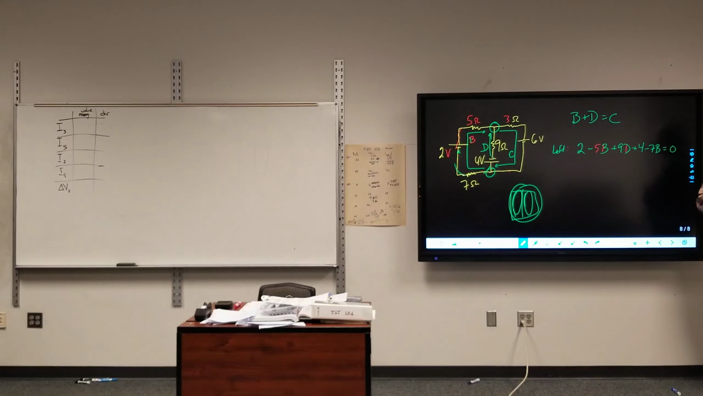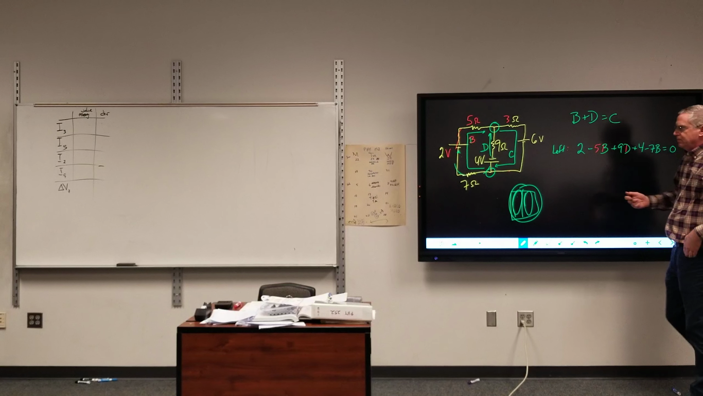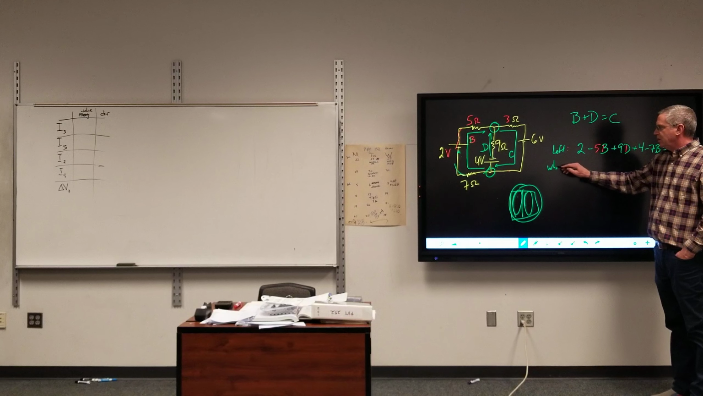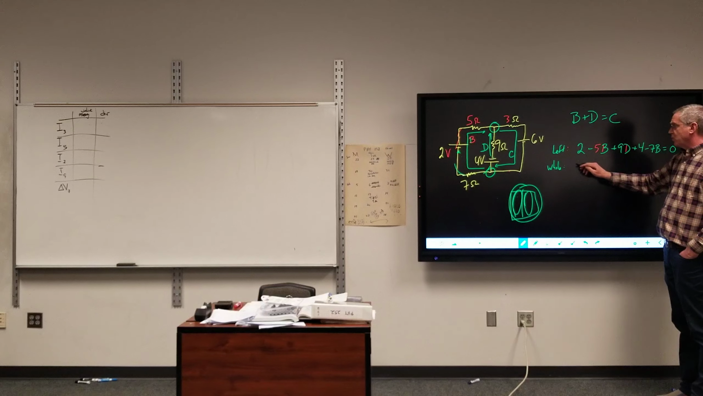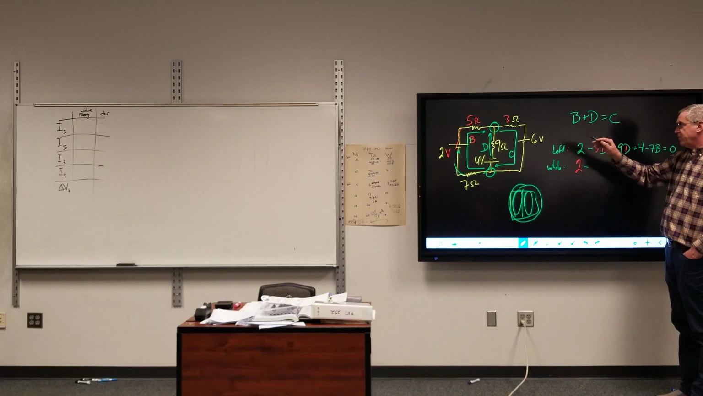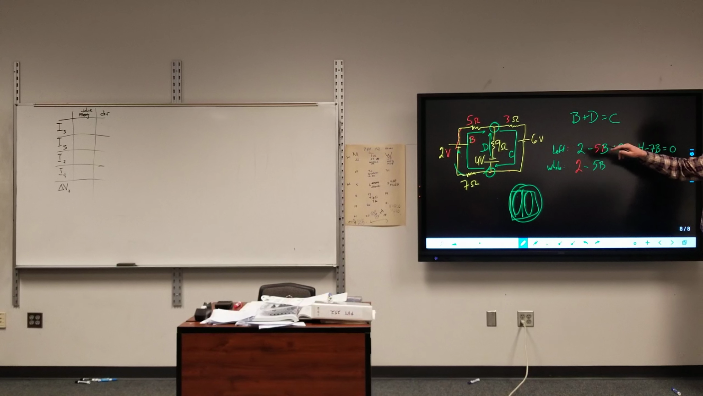The next loop, I'm just going to do the whole thing. Just go around the outside. I'm still going to start at the 2 and work my way around. So I start at 2. I go across the 5 in the direction of the current, so minus 5B. I go across the 3 ohm resistor in the direction of C, so minus 3C.